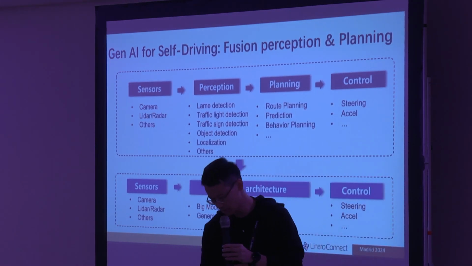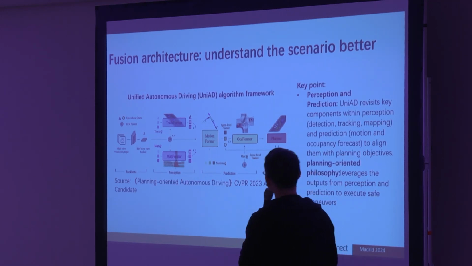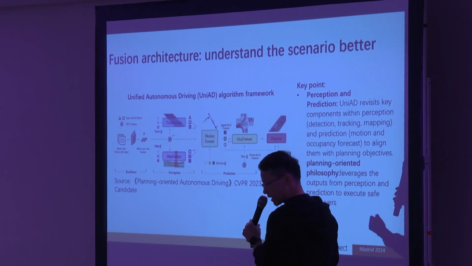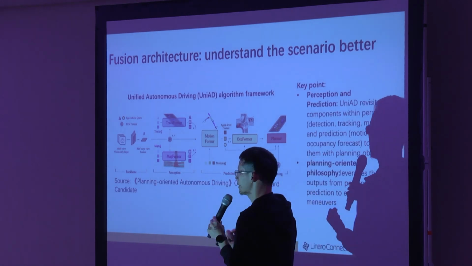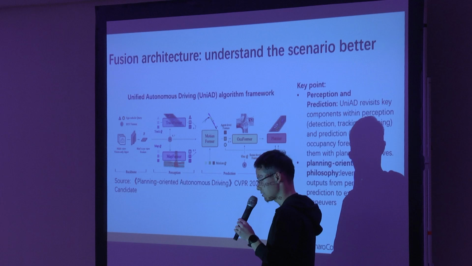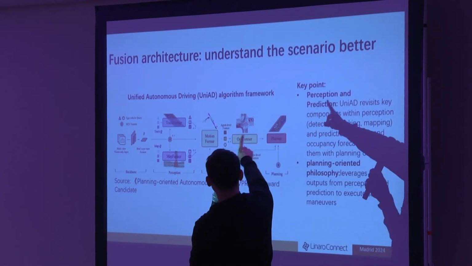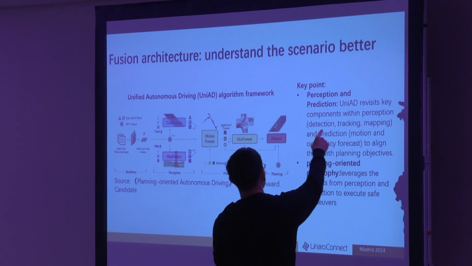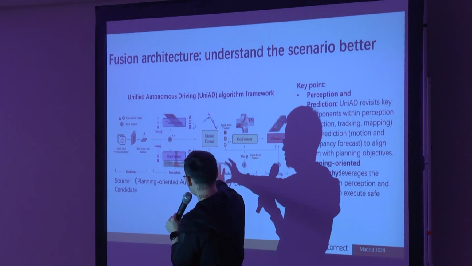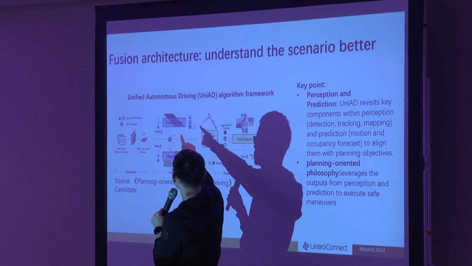So let me check how to do it, just like the fusion architecture. It's just research, not production yet. But I hear that now Tesla, maybe this year, will release a version of this one. But I think there may be a lot of problems. As a fusion architecture, it understands the scenarios better. Because you see that the system will be one big model. We can call it unified autonomous driving.